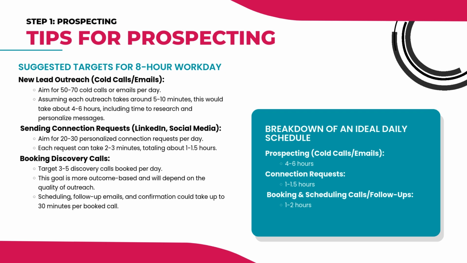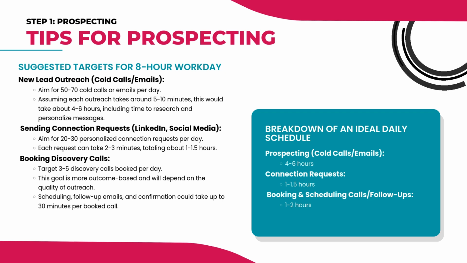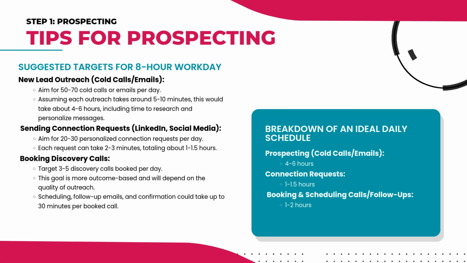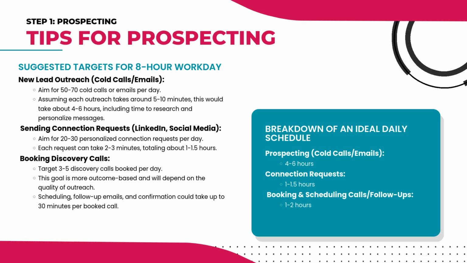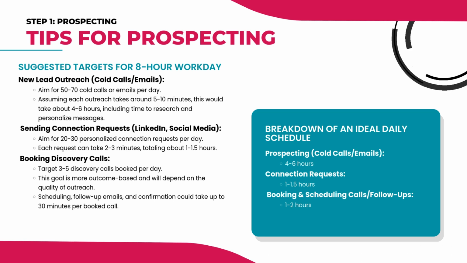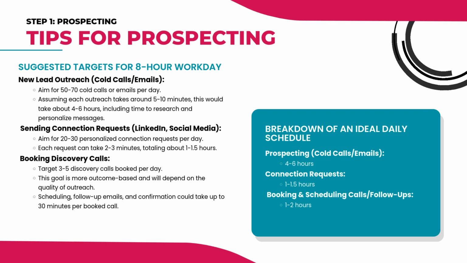These are the suggested targets for new lead outreach. Aim for 50 to 70 cold calls or emails per day. Assuming each outreach takes around 5 to 10 minutes, this would take about 4 to 6 hours, including time to research and personalize messages. Sending connection requests on LinkedIn and other social media platforms: aim for 20 to 30 personalized connection requests per day. Each request can take about 2 to 3 minutes, about an hour, hour and a half a day of your time. Booking discovery calls: target 3 to 5 discovery calls booked per day. This goal is more outcome-based and will depend on the quality of outreach. Scheduling follow-up emails and confirmation could take up to 30 minutes per booked call. And then there's a breakdown summarizing everything you just read in the little box there.